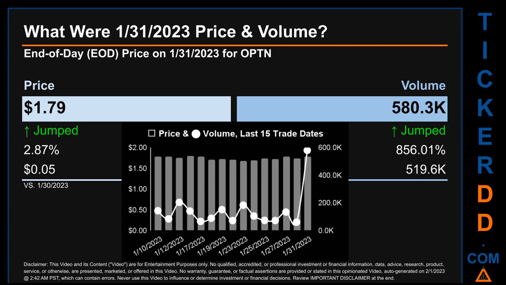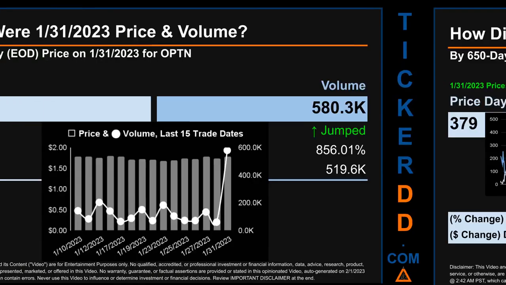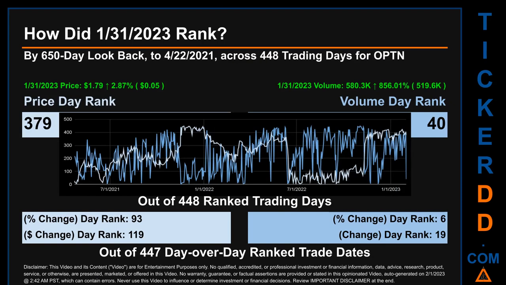The graph shows price and volume for the last 15 trade dates. Across a range of 12 cents, the max and minimum end-of-day price were respectively 1.8 and 1.68. Volume saw a range of 519.6 thousand, from a day low of 60.7 thousand to a day high of 580.3 thousand.